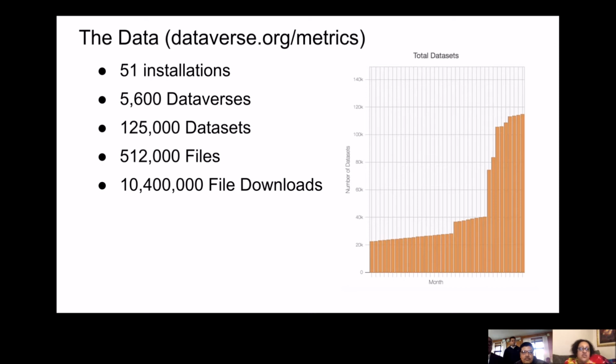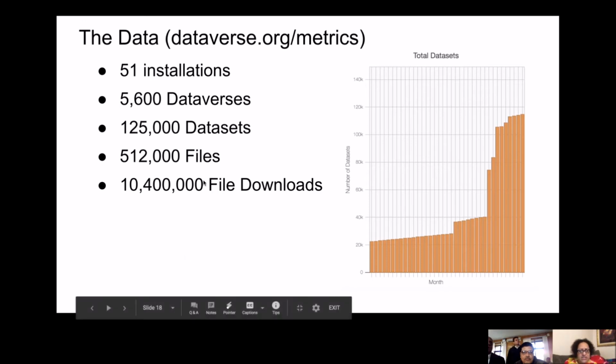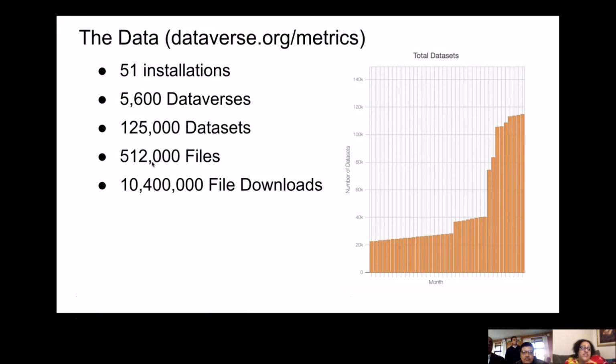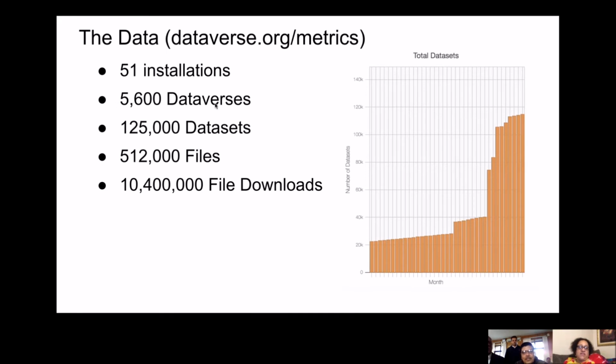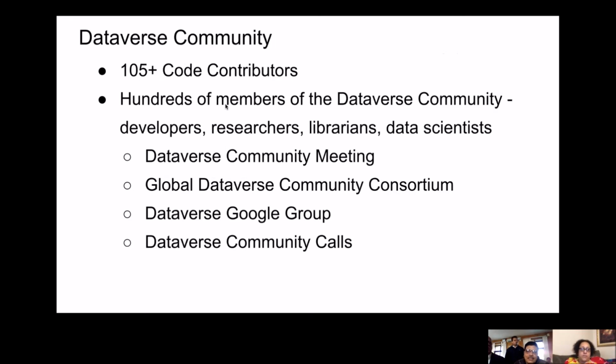Okay, so right now there are 51 installations of the Dataverse around the world. There are 5,600 Dataverses and 125,000 data sets, but these are actually data sets and files that are in the Harvard Dataverse. But the 10,400,000 file downloads is across all Dataverse installations. Okay, 51 installations, but these 5,600 Dataverses are actually Dataverses that have been created across all of the installations. So we have 105 code contributors and hundreds of members of the Dataverse community.